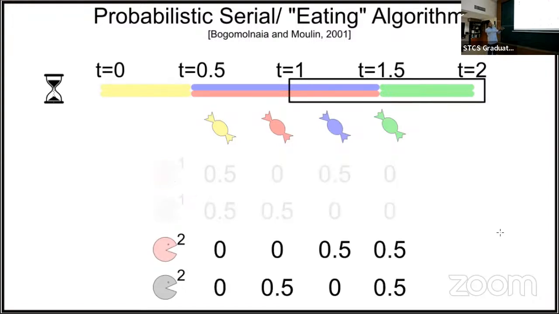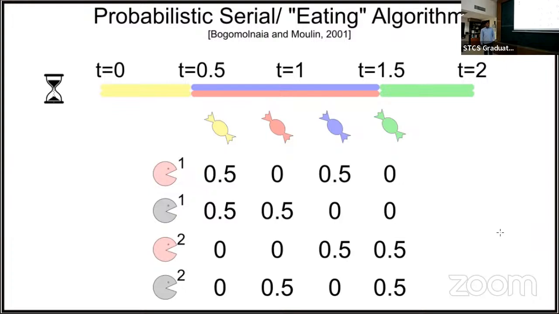Likewise, in the second time window, so minute 1 to minute 2, I'll again capture what the agent ate in that time window. So red ate half of purple and half of green. So I put halves here and zeros here, and so on. All right, so I'm just rewriting the fractional allocation that we have generated so far.